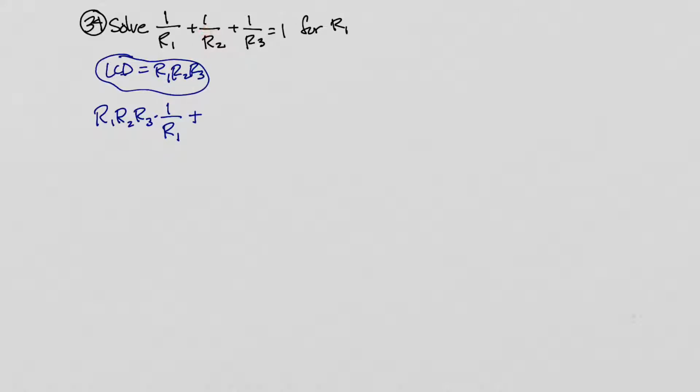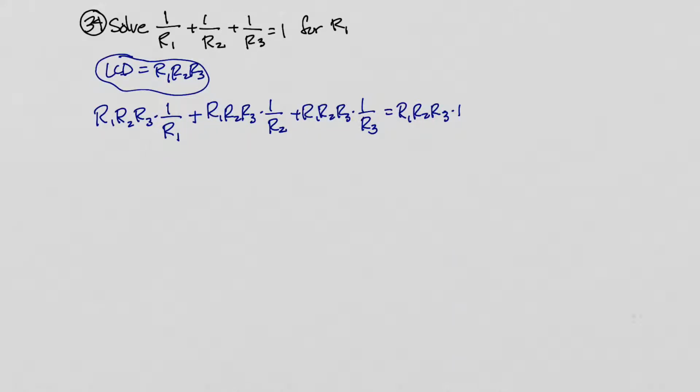now let's get alongside the second one. So it'll be R1, R2, R3 dot 1 over R2. Right, we've got it here with the second one, 1 over R2, plus, do it again, R1, R2, R3 dot 1 over R3. So we've got R1, R2, R3 next to the 1 over R3, equals R1, R2, R3 dot 1. So you can see we've written the LCD alongside every one of these original terms. It's just a little bit long.